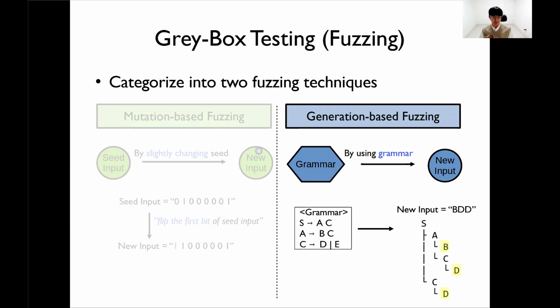On the other hand, generation-based fuzzing takes a predefined grammar as an input and generates the new input through the derivation of the grammar. So for example, it generates the new input BDD. Starting from S in the grammar, it first derives the characters A and C, and then the character A will derive B and C, and finally C is determined as D among D or E according to this predefined grammar. So the key component of the generation-based fuzzer is how to generate the grammar effectively and how to derive from these grammars. So in these lectures, we will focus on the first fuzzing technique, mutation-based fuzzing.